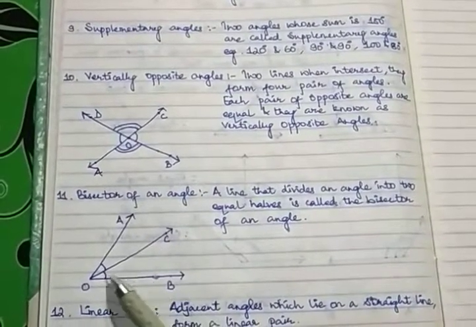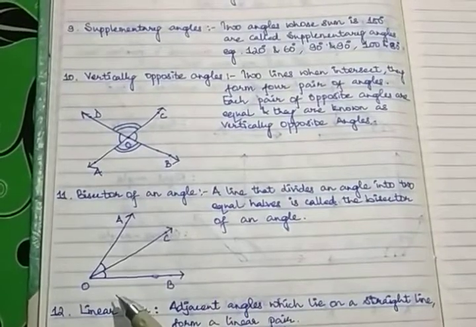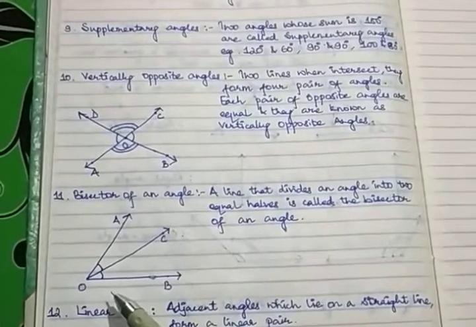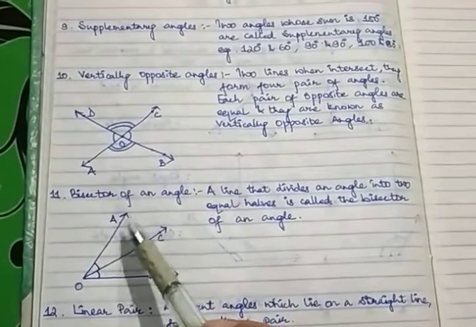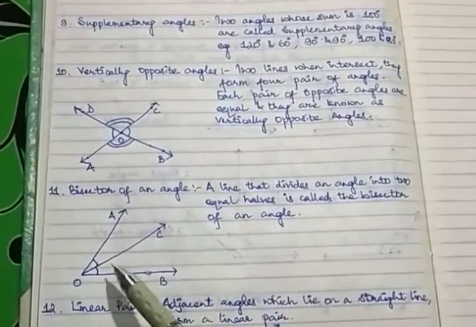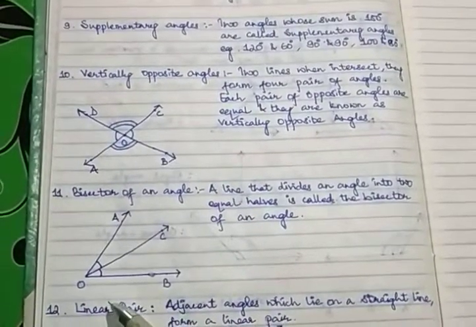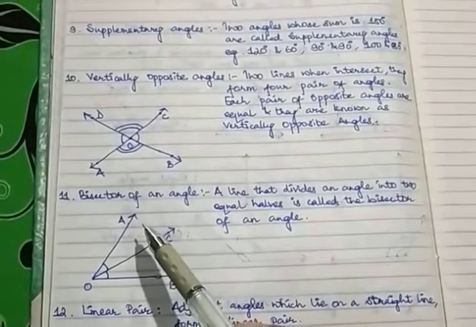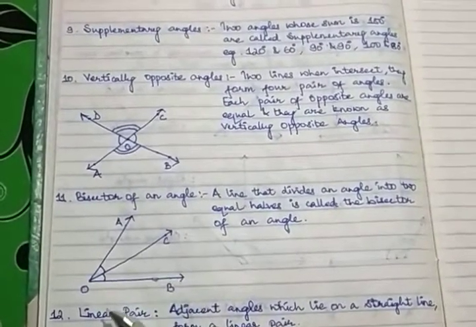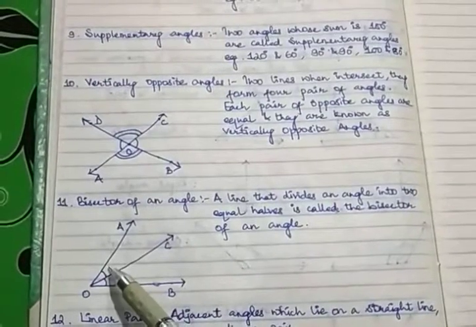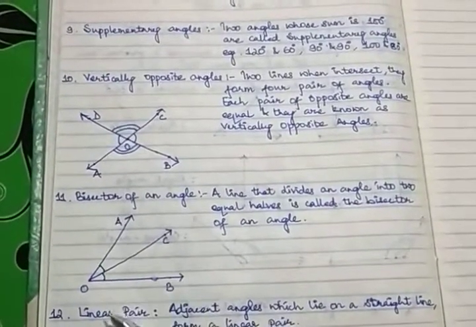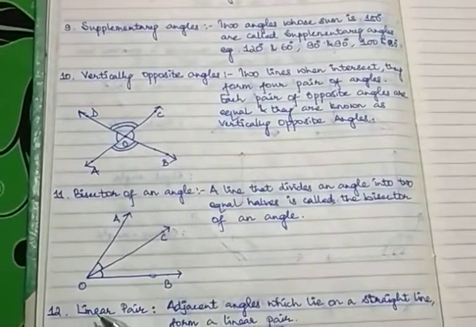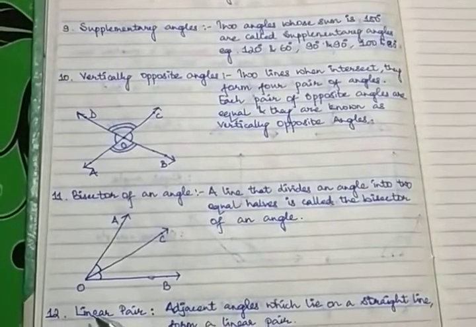The ray OC is known as the bisector of the angle. Okay, why bisector? Because it has divided the bigger angle AOB into two equal halves. You can simply say that if angle AOB is 60 degree, then it has been divided into 30 degree and 30 degree by OC. So therefore OC is known as the bisector of the angle. Okay.